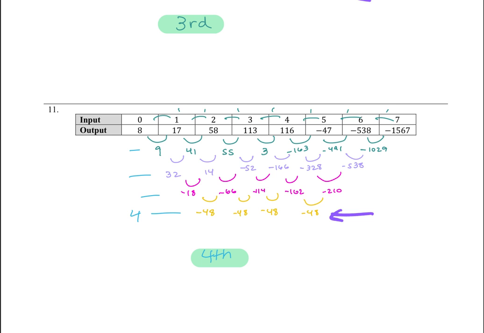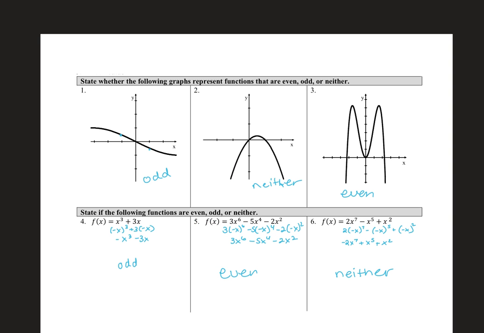Yep. Then it asks for even or odd, or neither. Remember, even is symmetric to the y-axis, like number 3. Odd, whatever happens in the top left gets flipped down to the bottom right, like 1, and neither would be 2. For the checks for algebraically, we plug in a negative x. If it goes back to the original, then it's even, like number 5. If each term changes sign, then it's odd, like number 4. And if it's neither, it's neither.